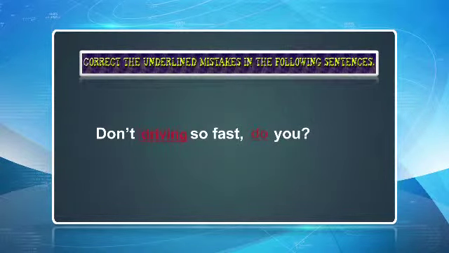Next sentence, don't driving so fast, do you? Here we have another question tag, but of course, some mistakes. So instead of "driving", we would have to say, don't drive so fast. It is the auxiliary verb. It is the verb without changing the tenses. And the question tag would be, "will you?" Don't drive so fast, will you? So of course we have a situation in the present when someone is driving fast and another person is asking them not to do so.